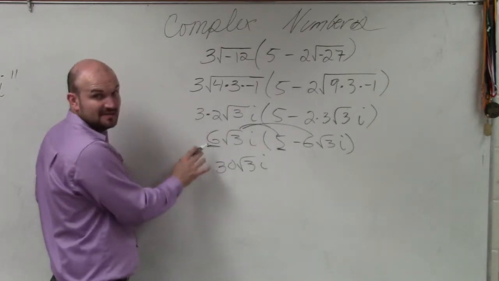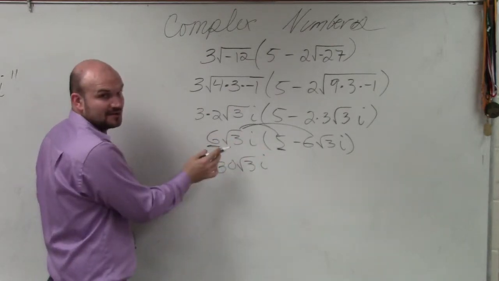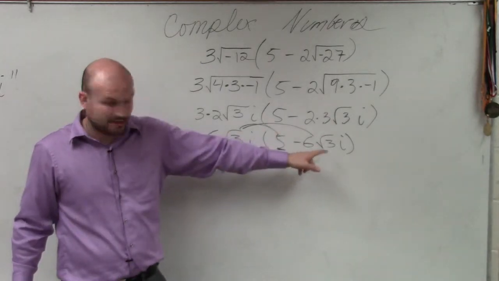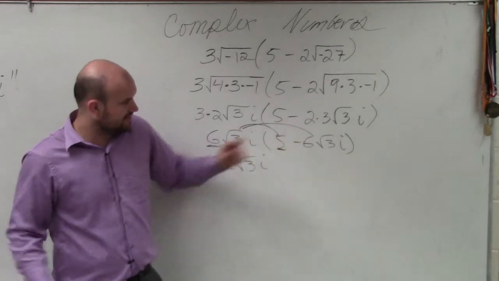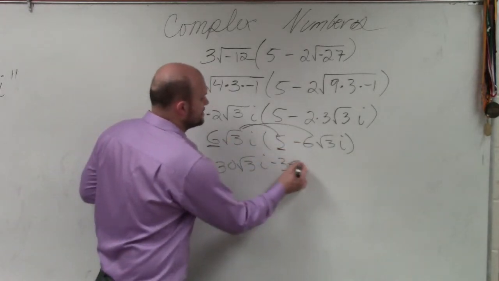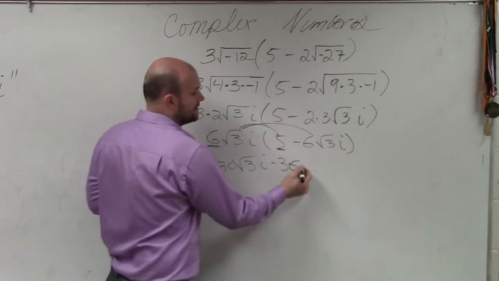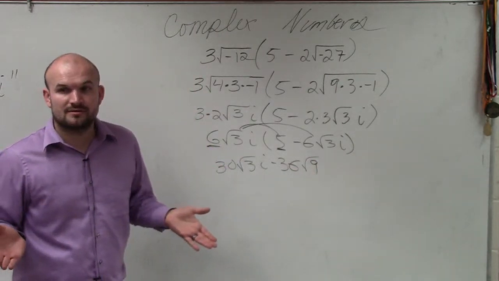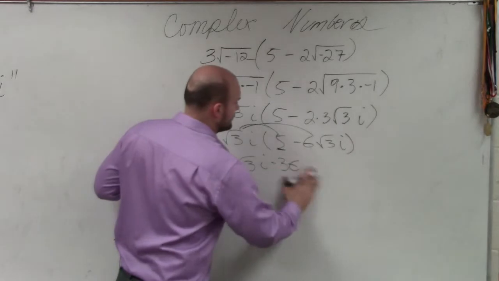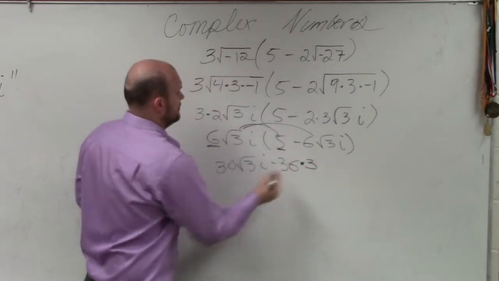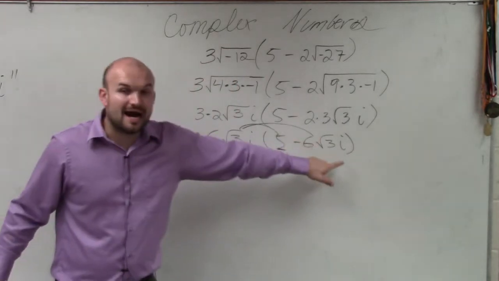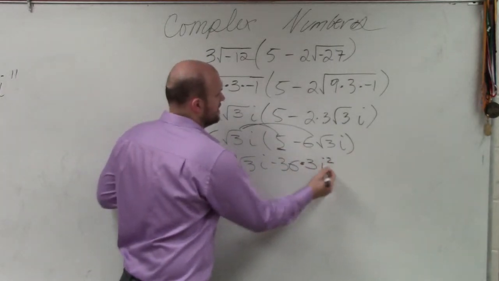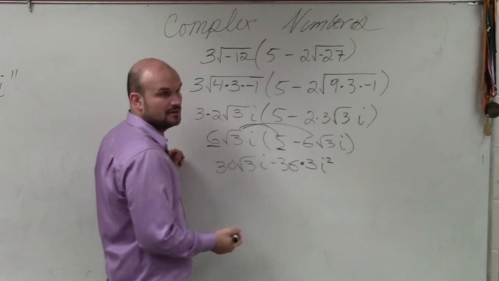I multiply the 5 times the 6. I can't multiply 5 inside the radical. However, I can multiply square root of 3 times square root of 3. So I multiply 6 times -6, which is -36. Square root of 3 times square root of 3 is the square root of 9. And the square root of 9 is just 3. Then i times i, I can multiply those, gives me i squared. And what does i squared represent?